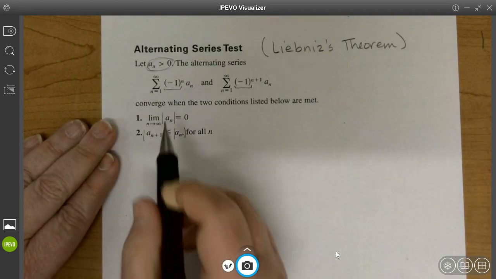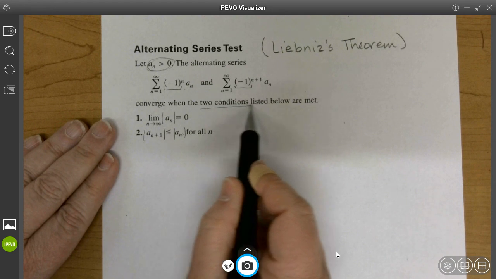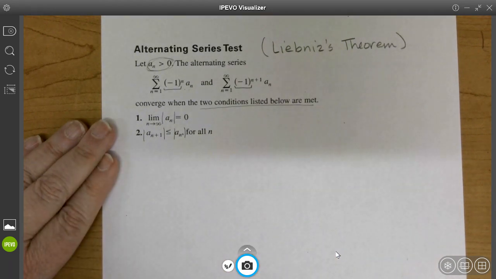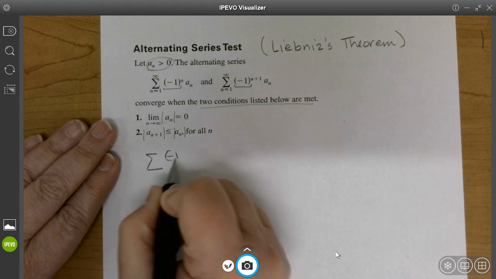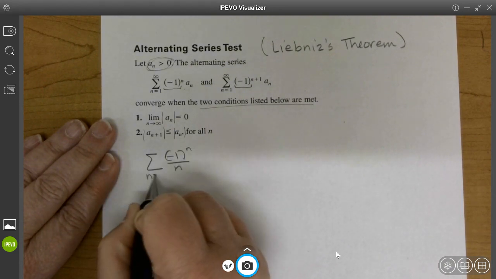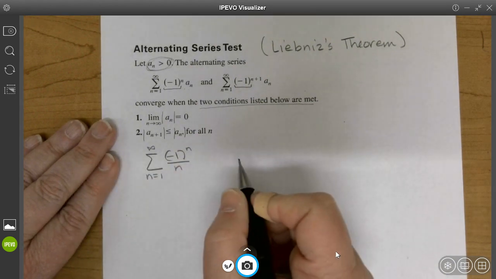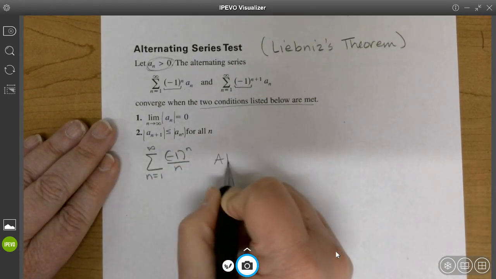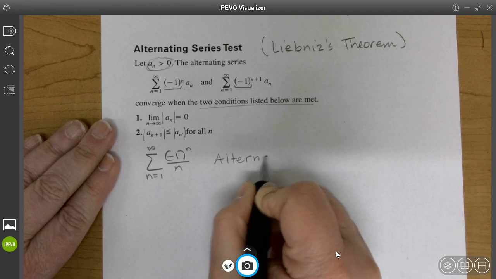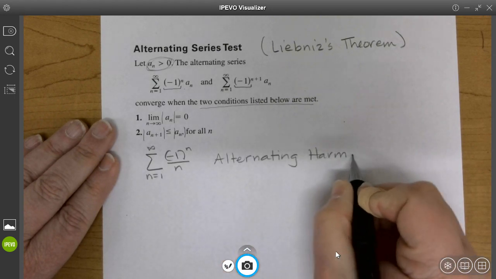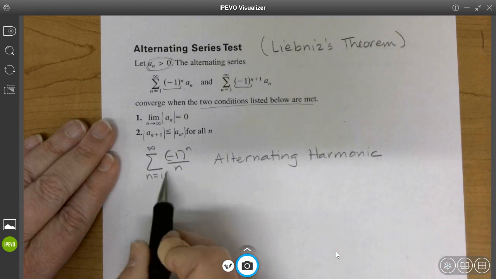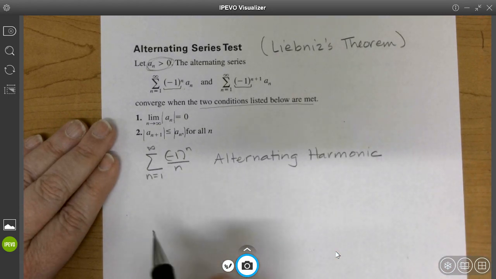So it says this series will converge when the two conditions listed below are met. Okay, so let's do a classic one. I'm going to do this one, negative 1 to the n over n, from n equals 1 to infinity. This, my friends, is the alternating harmonic series, and it's harmonic because it's a p series with p equal to 1.